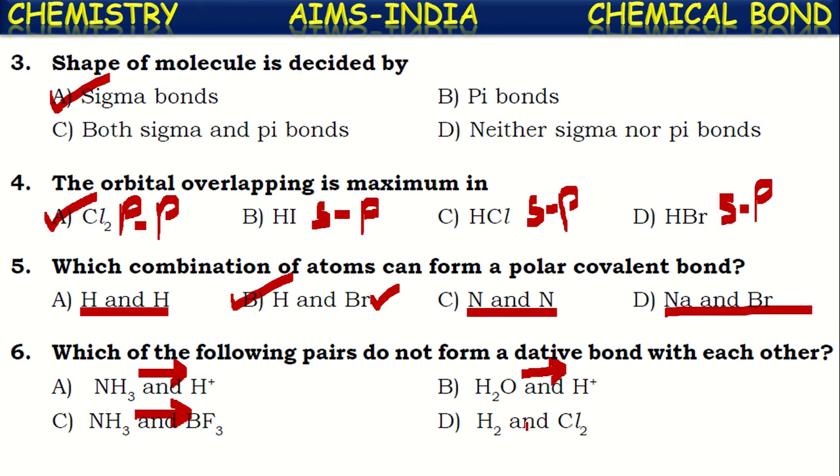And what about here, H2 and Cl2? No one is ready to accept a complete pair of electrons. Each is ready to accept one more electron by covalent bond formation, and hence they result in the formation of a single covalent bond, not a coordinate covalent bond. So this is the pair which does not form a dative bond. They just form a normal covalent bond, or non-polar covalent bond. Right? That is the answer.